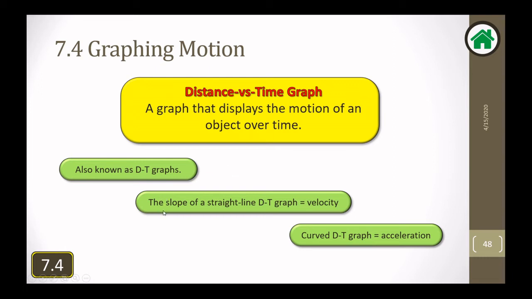As we just learned, the slope of a straight line distance versus time graph gives you the velocity. And if the line is sloping upwards, then the velocity is positive. And if the line is sloping downwards, then the velocity is negative. In other words, the object is moving backwards. If a distance versus time graph is curved, then that tells you that the object is accelerating. And we'll take a look at some examples of that in just a few moments.